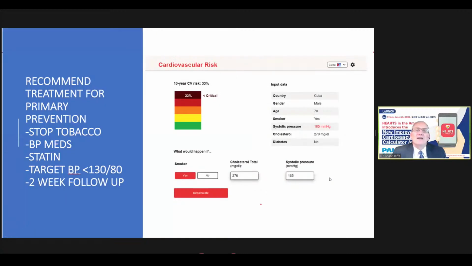So this patient here, if we refer back to the prior slide, would be recommended to stop tobacco, take the appropriate blood pressure medications, consider starting a statin, have a target blood pressure of less than 130/80 because it's a high-risk individual, and then follow up in 2 weeks. And this is really just taken right off the tool. Next slide, please.